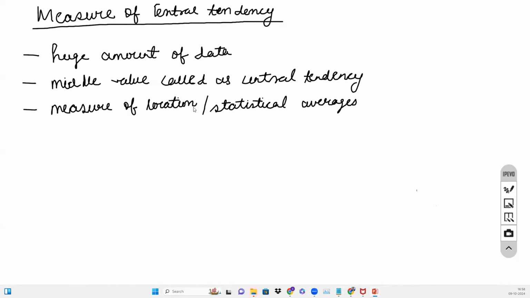This measure of central tendency is also called measure of location, statistical averages. In some books, instead of the term measure of central tendency, it's used as measure of location and statistical averages. Now there are different types of measure of central tendency. They are mean, median, and mode.